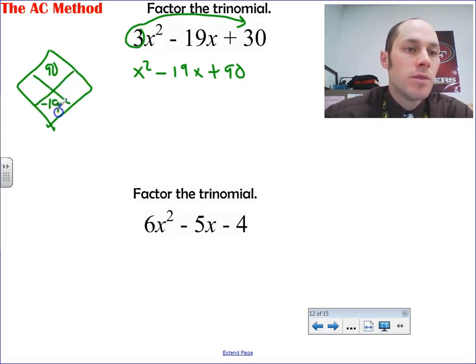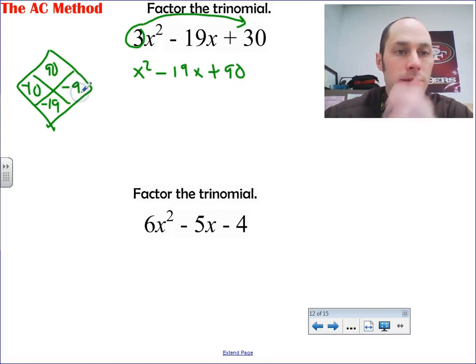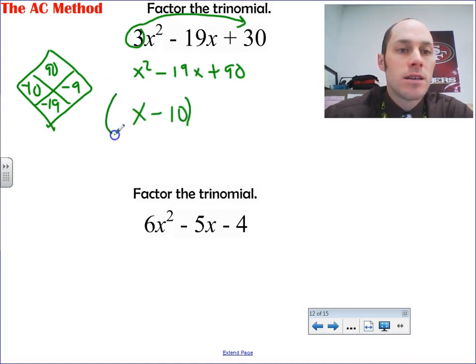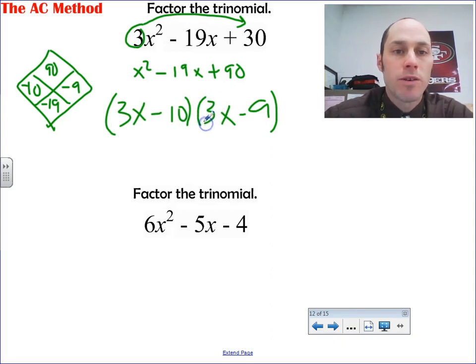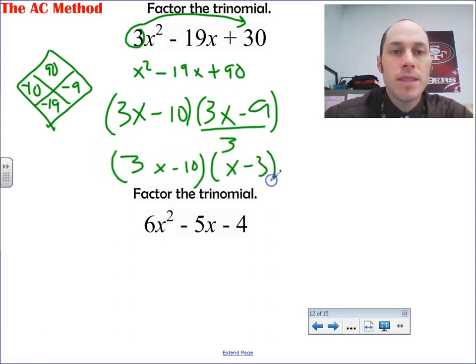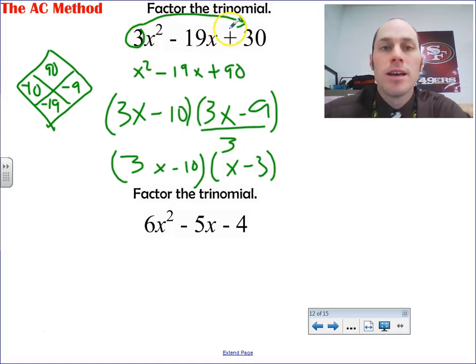Sum is negative, means both my terms are going to be negative. So negative 10 times negative 9 is positive 90, and it adds up to negative 19. So I'm going to say x minus 10 times x minus 9. But since I multiplied by 3, remember I need to put that 3 back in so I know which one to divide it from. I can't divide from this one, but this one has common. So I'll divide that out and I'll be left with 3x minus 10 times x minus 3. So just keep in mind, if you borrow that A, I need to divide it back out again.